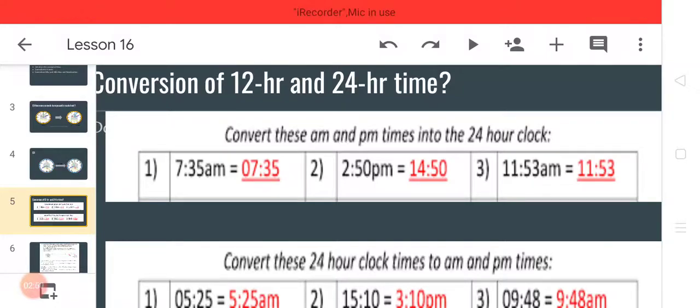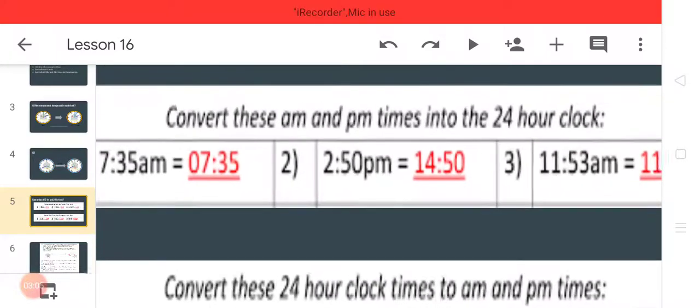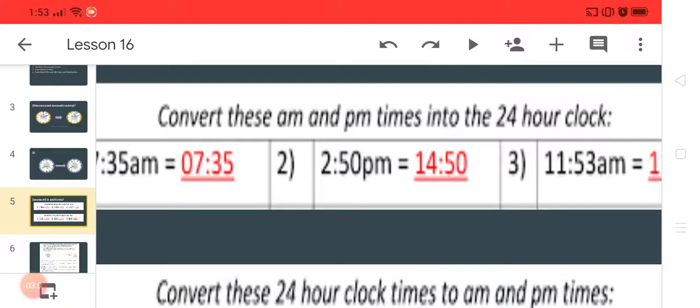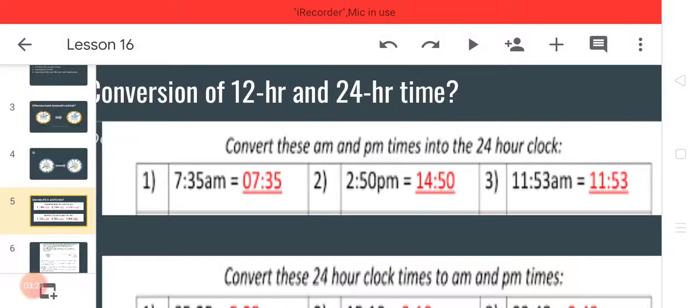Okay. After that, question number 2, 2:50 PM. This is PM, so add 12 to 2. Why are we adding 12? You know, because our daytime takes 12 hours and night time also takes 12 hours. A total of one day has 24 hours. So we add 12 to the hour, and this is 1450. We are just adding 12 to the hour, not to the minutes. Question number 3, 11:53 AM. This has AM with it, so we simply write the given time in 4 digits. No need to make a change because it's a morning time.